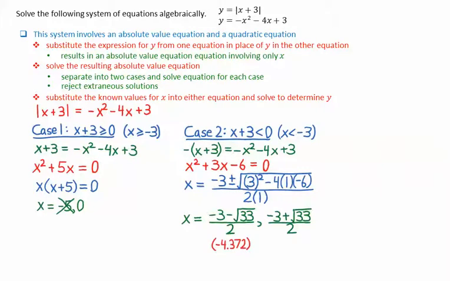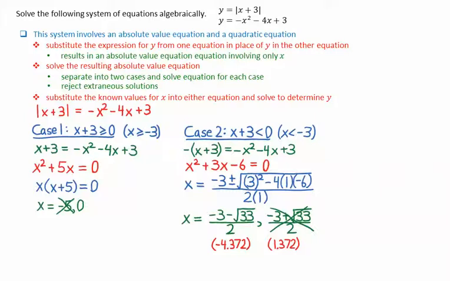The first one, to 3 decimal places, is negative 4.372. The second one, 1.372. Note that the x for this case must have been less than negative 3. The first one is, in fact, less than negative 3, so it's a good solution. The second one, however, is not, so we have to ignore that solution. We then have two solutions for x.